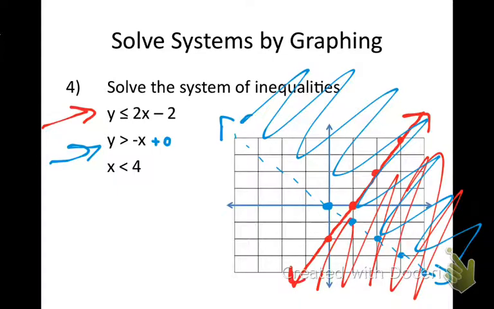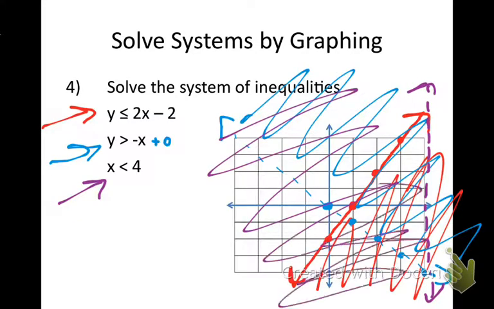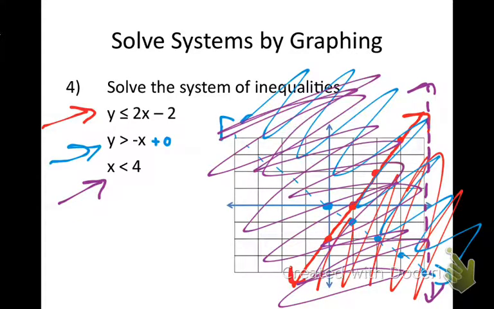And then my last line, x is less than 4. What type of line does x equals get me, Garrett? Vertical or horizontal? Vertical line right through 4. And now I'm looking for less than, so that's all this area over here. So now I'm kind of looking, where do my 3 areas or my 3 lines cover up? Well, it's this area right in here.